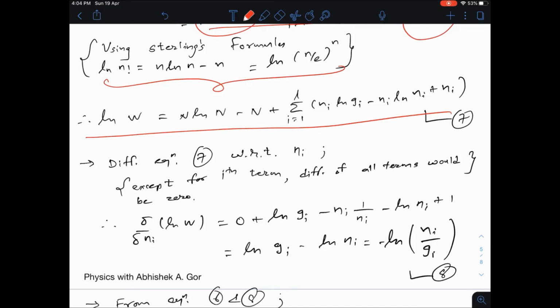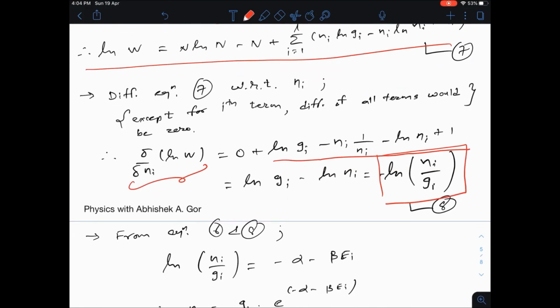Look at the equation. We take the derivative with respect to n_i. So the first term falls, and we have ln g_i minus n_i into 1 upon n_i minus ln n_i plus 1. Simplifying it, we get minus ln (n_i upon g_i). Call it equation number 8.